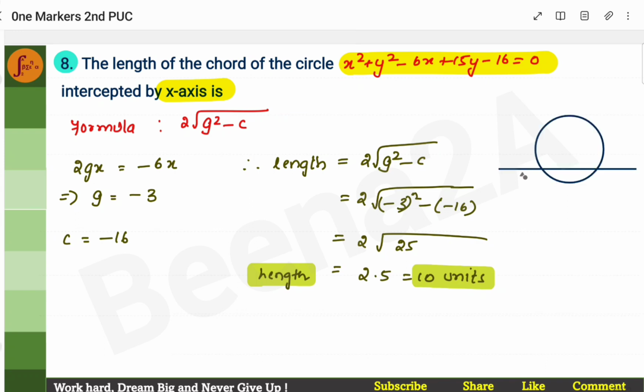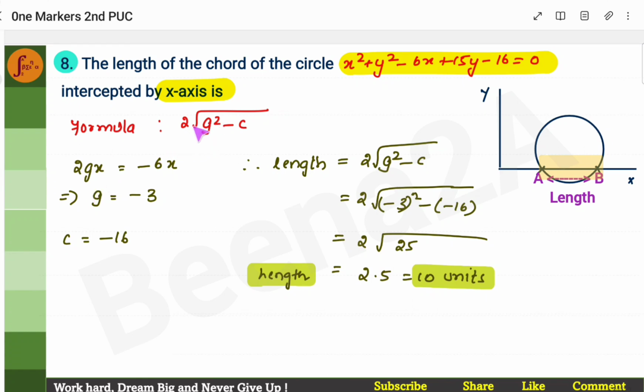So now what does intercepting mean? I have a circle. I have the x-axis and y-axis, right? This is the y-axis, this is the x-axis. The circle is cut by this x-axis. You see, it's cut here, right? This is called intercepting. So here, the chord of the circle is intercepted by the x-axis. This is the x-axis, right? Now you'll have to find the x-intercept value.